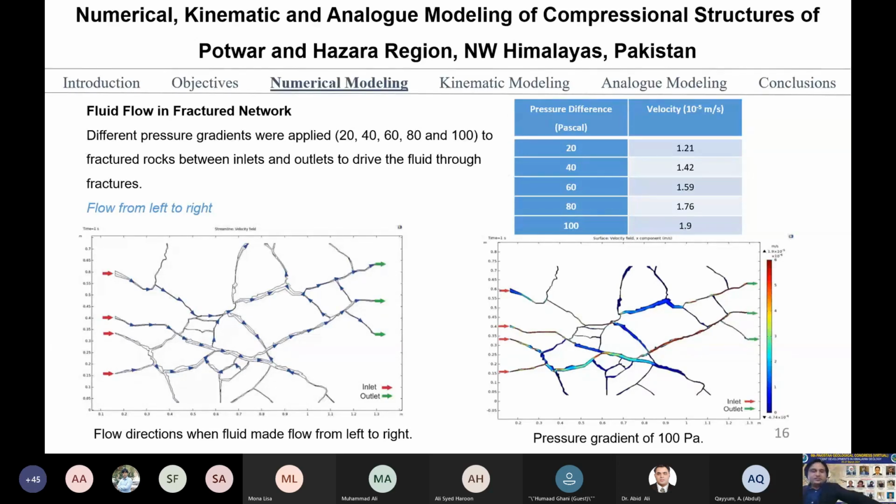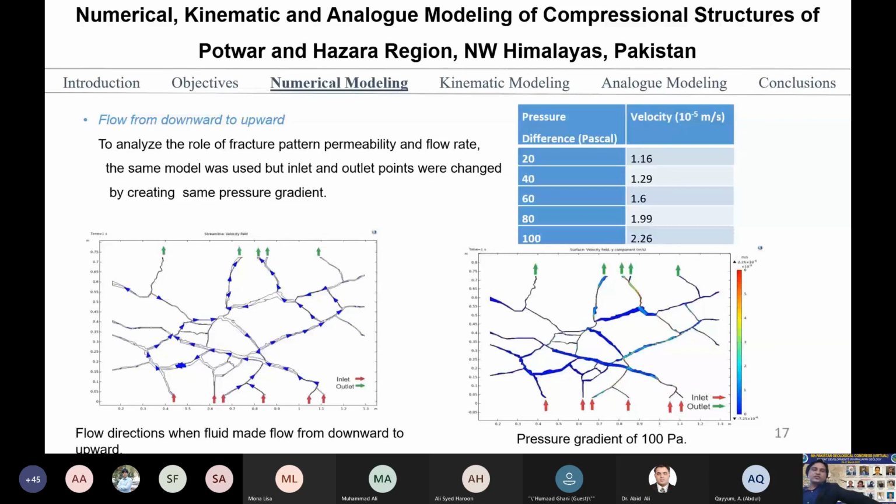So what we did, we made another model and tried to put the pressure from underneath, the downside. Now this model is much more effective than the previous one. You can see in that model, if we put the same pressure, 20, 40, 60, and then 100 Pascal, this shows better results as compared to the previous one.